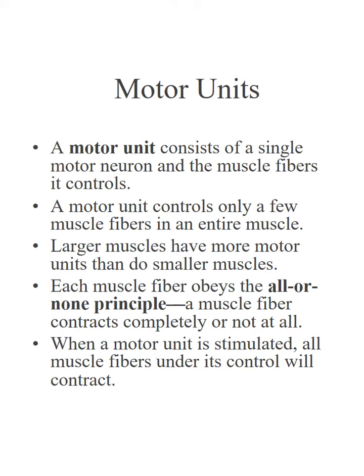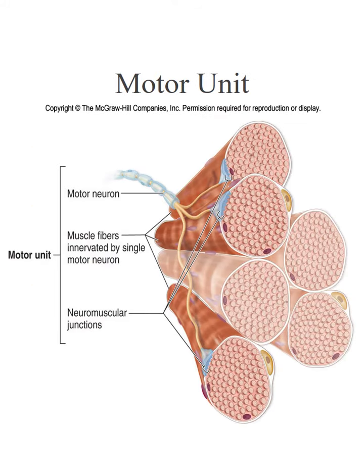All muscle fibers have this all or none principle, where a muscle fiber either contracts completely or does not contract at all. So when a motor unit is stimulated, all of the fibers contract at the same time. Here we have an example of the axon of one motor neuron having several synaptic knobs where they innervate several muscle fibers.